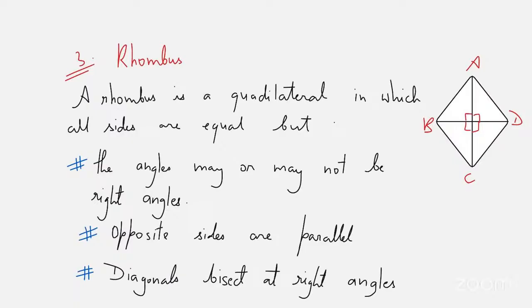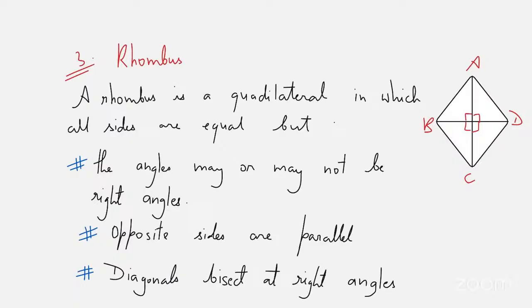Every square is a rhombus, but every rhombus may or may not be a square. Now, what is this thing? Every square is a rhombus, but a rhombus may or may not be a square. Why?